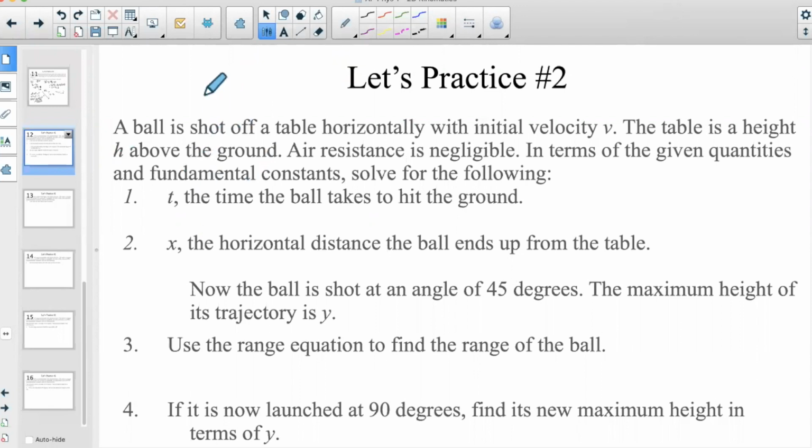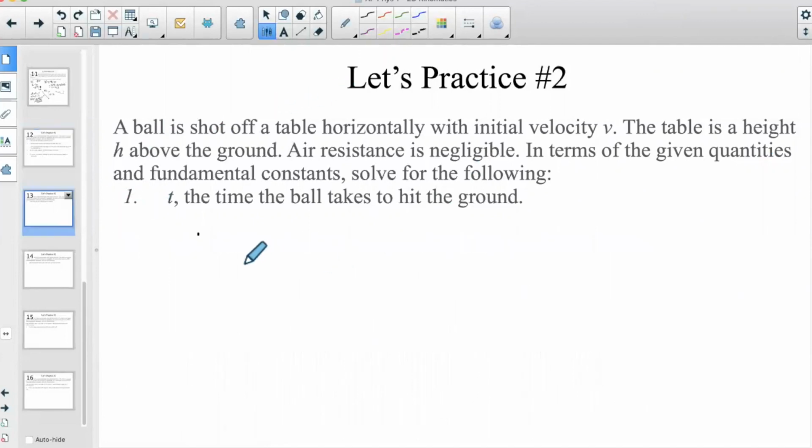A ball is shot off a table horizontally with initial velocity v. The table is at a height h above the ground and air resistance is negligible. In terms of the given quantities and fundamental constants, solve for the following. So let's start with number one. Remember, if you think you can handle any of these problems from here, don't let me do it. Try it on your own.